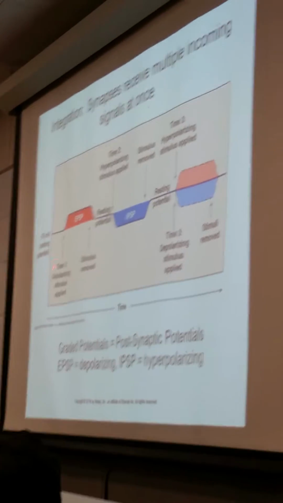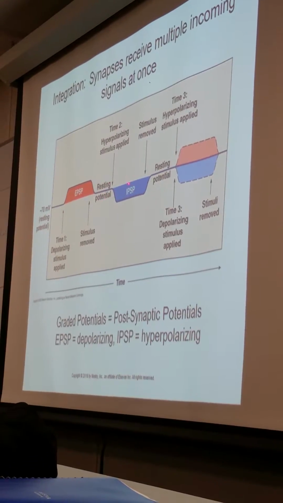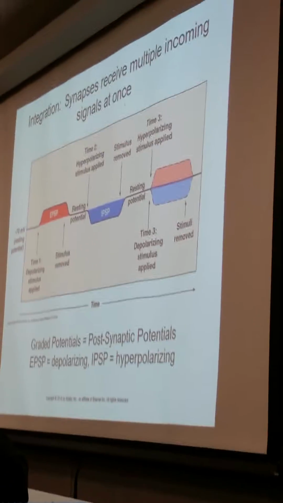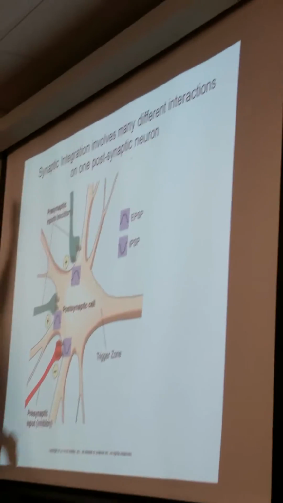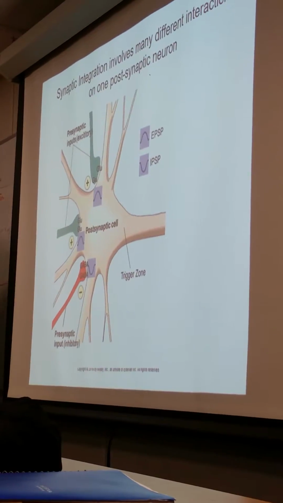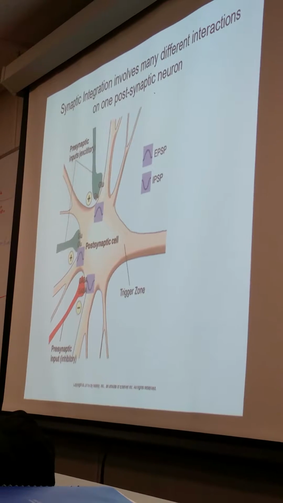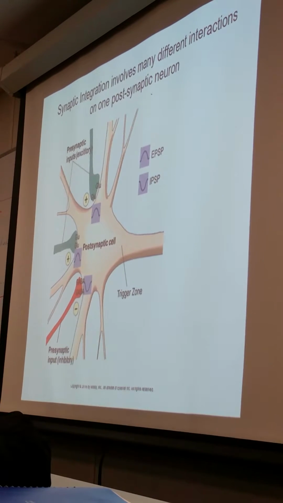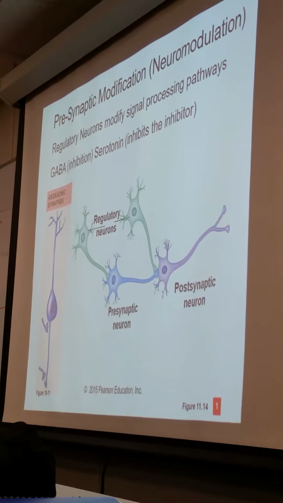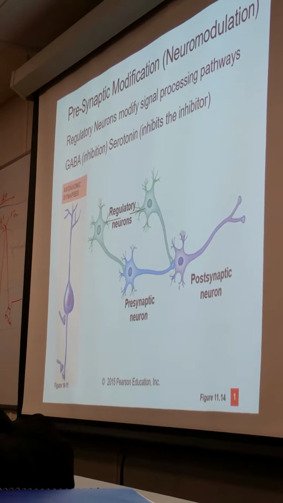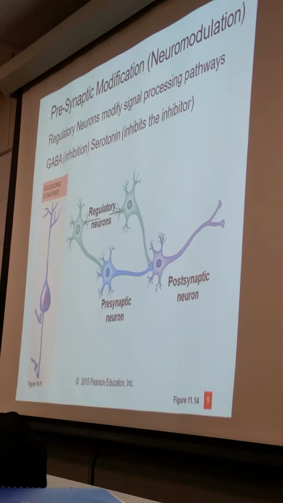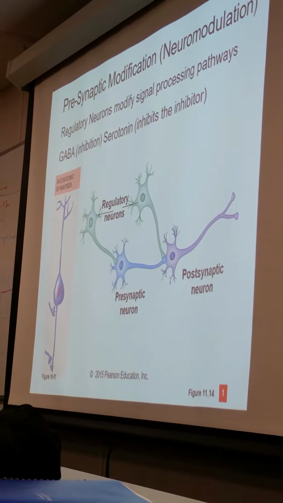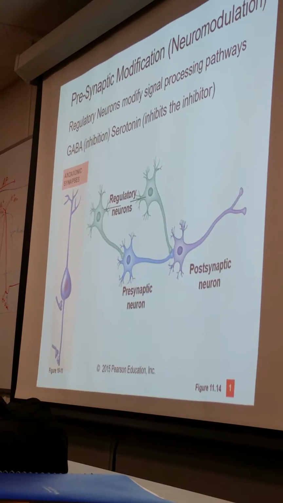So if you receive excitatory and inhibitory signals at the same time, they might cancel each other out. Ultimately there are lots of incoming signals at the same time, and that's what synaptic integration is: making sense of all these different signals at once. Before I can finish talking about the case study, I want to bring this in, and then we'll go right to where this fits with the case study.